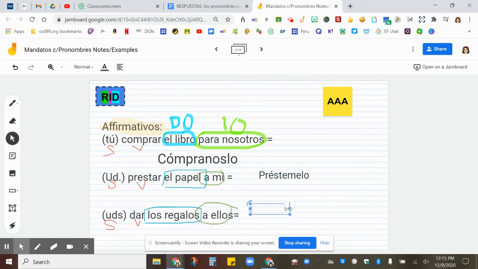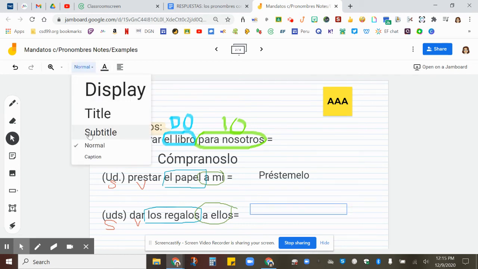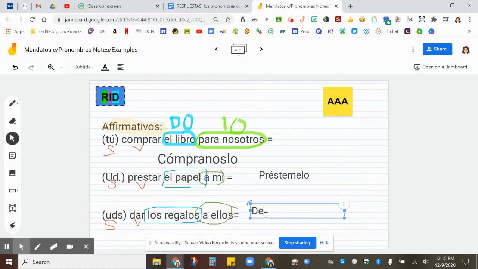I'll take my verb dar, put it in the ustedes form, makes it den. A ellos becomes the indirect object pronoun les. Los regalos, them, the gifts. Denles los looks yucky. It should, because it's not right.